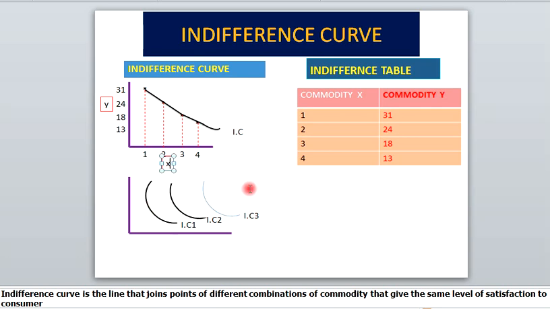So in our next video we are going to be showing you how budget line is derived and how we can get our marginal rate of substitution, and from there we proceed to how a consumer can maximize his satisfaction from consumption of good or service according to ordinalists.